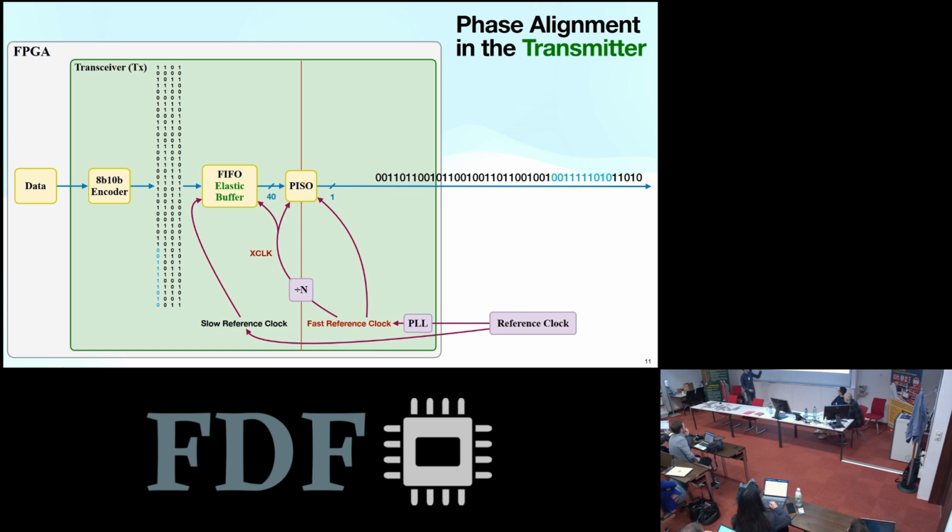So because of this frequency multiplication and frequency division, we completely lose the phase reference of the transmitted data from our reference clock. And as you can see, there is no alignment procedure in this system. So we need a solution for this.